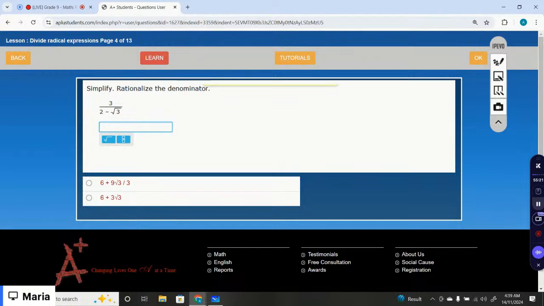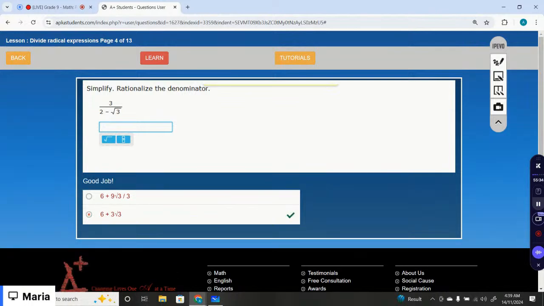So the correct option is option number 2. That is 6 plus 3 square root 3 because 4 minus 3 is 1. So option number 2 is the correct option.